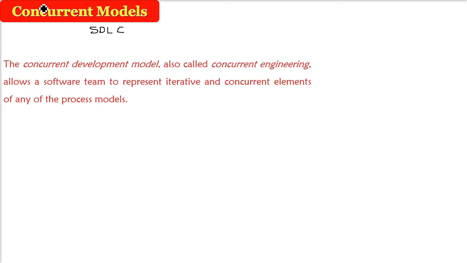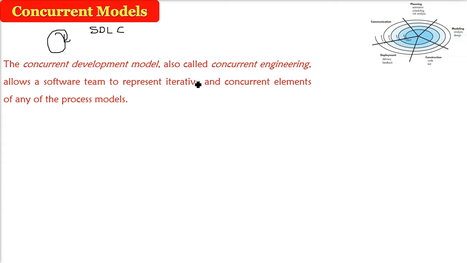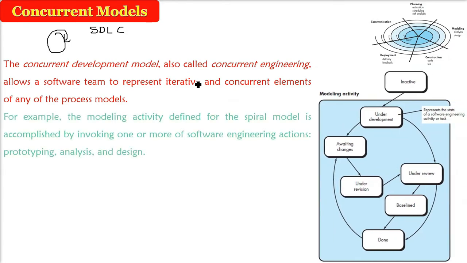Concurrent models. This is also one type of software development life cycle. Concurrent means all the framework activities, all the phases of software development, will go concurrently. So we also call this concurrent engineering. Here we are talking about the iterative, that is looping one by one, and then concurrent elements of any of the process models. Any process model you can talk about.